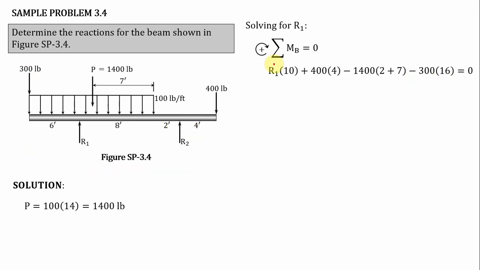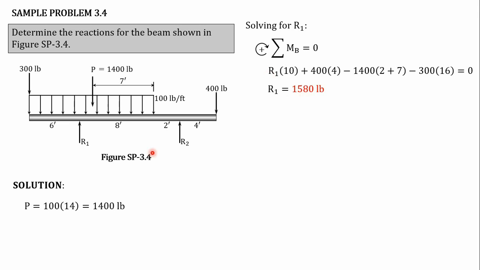Okay, so this is the summation of moment at point P, and then we equate it to 0. Okay, we have only one equation and there is only one unknown. So therefore we can directly solve R1. To compute R1, that is equivalent to 1,580 pounds. Okay, and that will be our final answer for reaction R1.